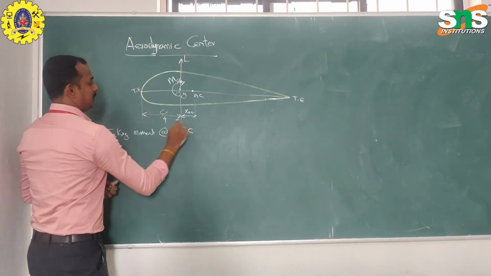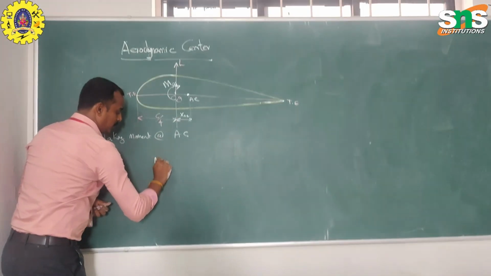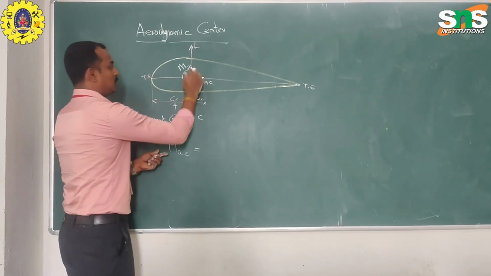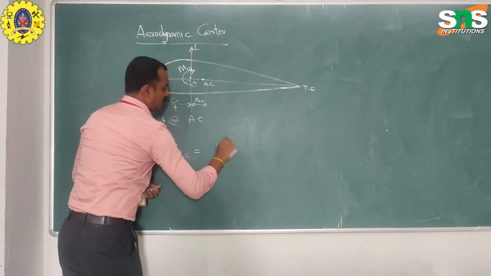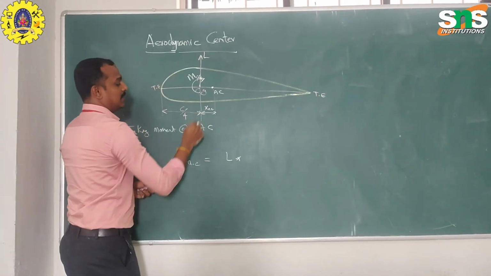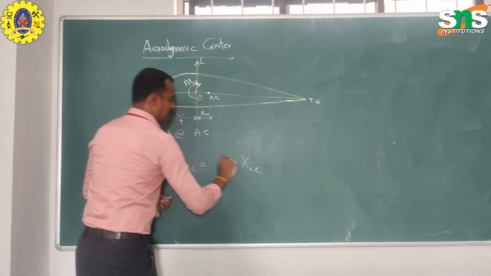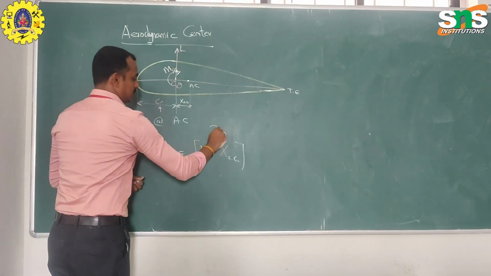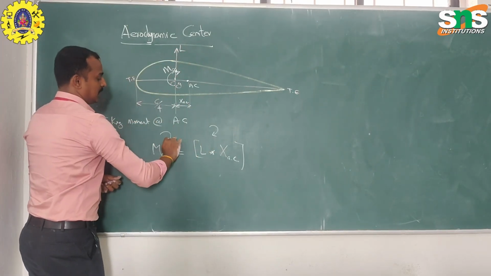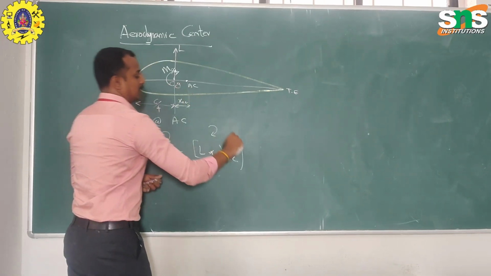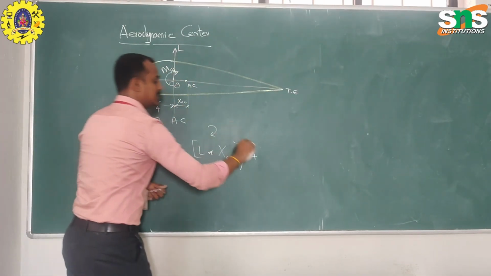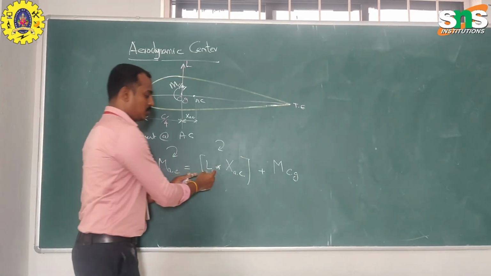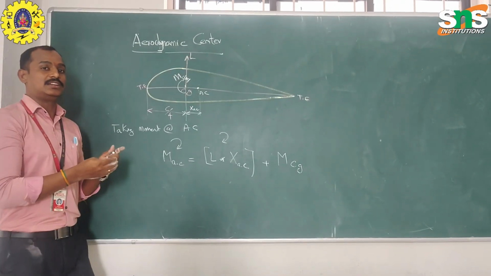So taking moments about the aerodynamic center, the moment about the aerodynamic center is equal to, in terms of force and moment, the force is lift times the distance x AC. That is one moment. Due to this lift, it will produce a clockwise rotation, so here also it will produce a clockwise moment. The next term is the moment about CG. This is a force times distance, and this is a moment. Now this is in terms of force.